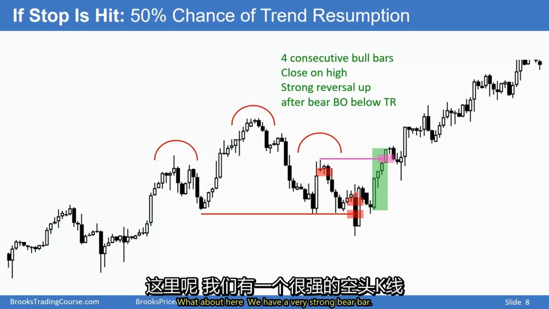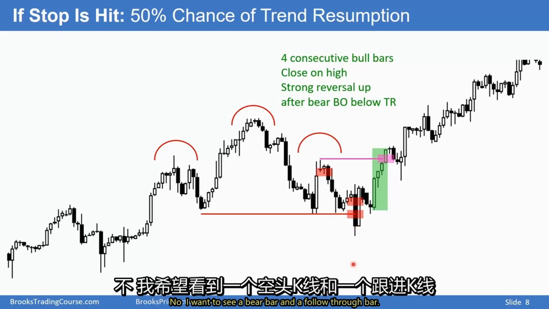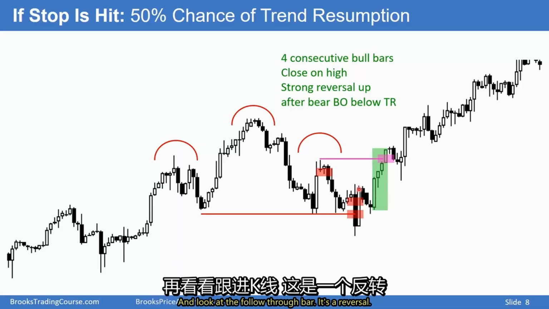What about here? We have a very strong bear bar. Is this more than a 50% chance of a successful breakout? No, I want to see a bear bar and a follow-through bar. When I only see the bear bar, 50% chance it's going to fail, 50% chance you'll get the swing down. And look at the follow-through bar.